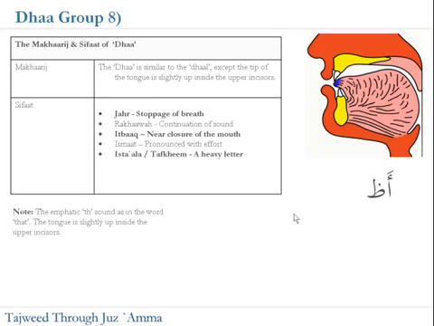And then the third letter in this group is the dha. Now this is like the dal, except for it's a heavy version of it, and there's a stoppage of breath. Okay, likewise, and this is also one of the letters where the mouth almost closes. So here we have al, al.